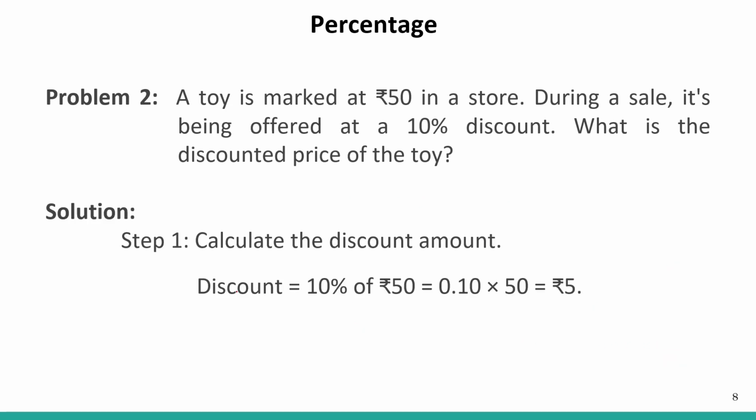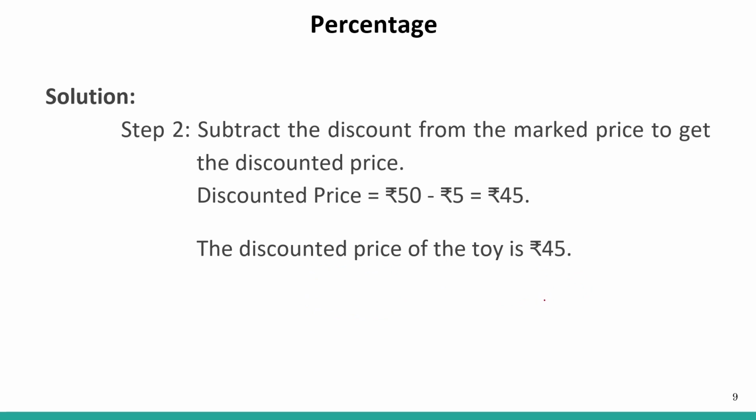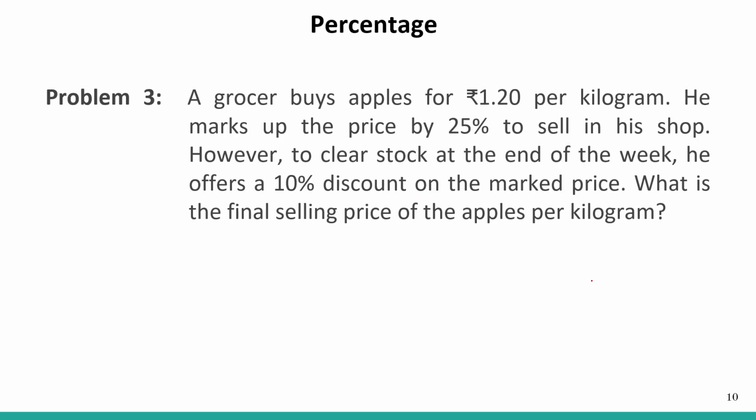Here what we have is calculating the total discount amount. 10% of 50 is 0.10 into 50, that will be 5 rupees. Then we subtract the discount from the mark price to get the discounted price. The mark price was 50 and the discount was 5, so the overall price remained 45 during the sale after discount. So the discounted price of the toy is 45. Final answer.